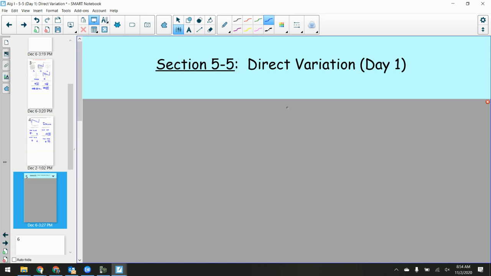So, take a look here. We got section 5.5. Now, understand, section 5.5 is the last section out of the first half of chapter 5 that we will do. That means we're going to have a test on Friday over the first half of chapter 5.